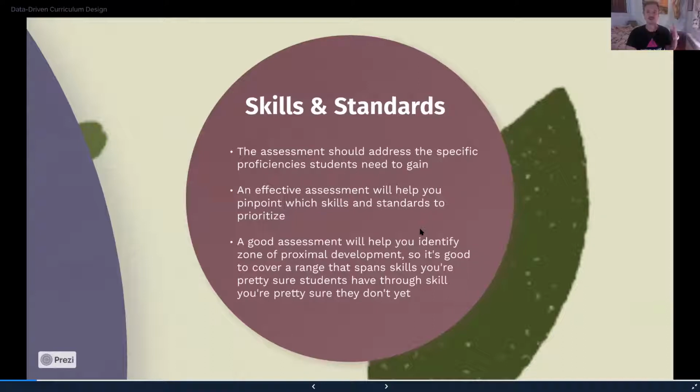So you want to start with the skills that are a little lower than you know your student can do, and go to the skills that are a little higher than you know your student can do, so you can figure out where they are in the middle. A test that you know a student is going to get 100% on is not useful for you because it doesn't show you where they have room to grow.